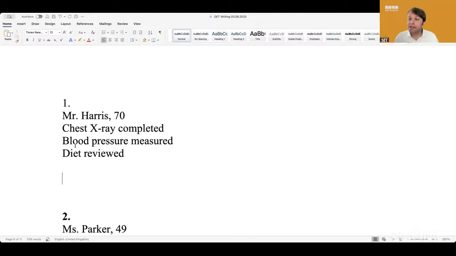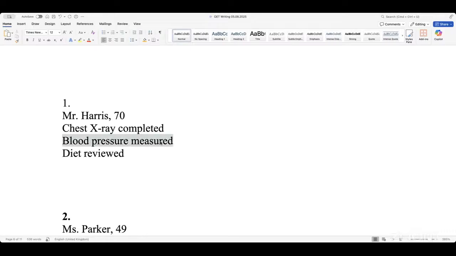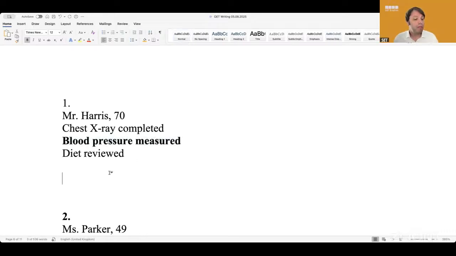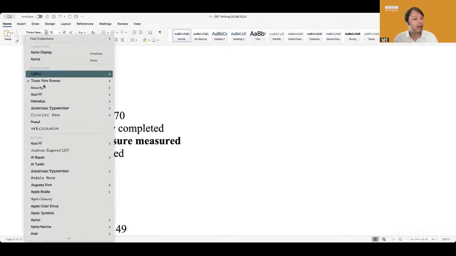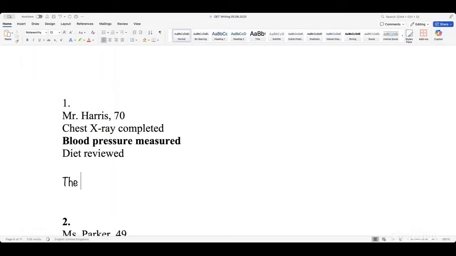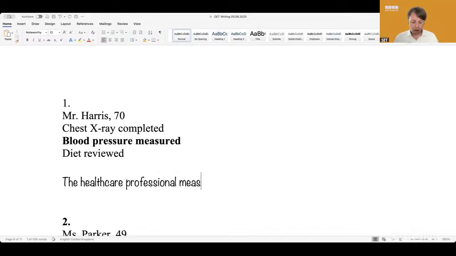And how old is he, everyone? 70. Yes. Now look at this blood pressure measured. Who did that, Kadriye? Who measured the blood pressure? Healthcare professionals, like nurse. Healthcare professional, yeah. Healthcare professional measured the blood pressure.